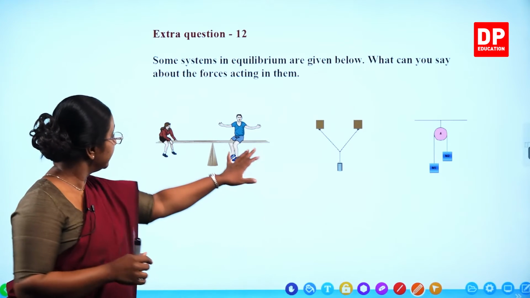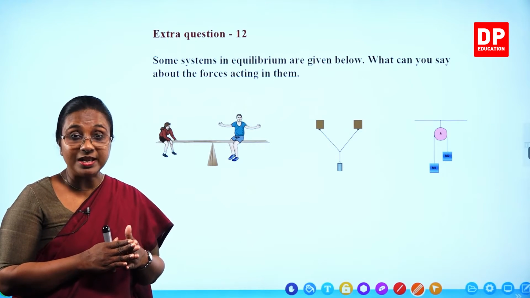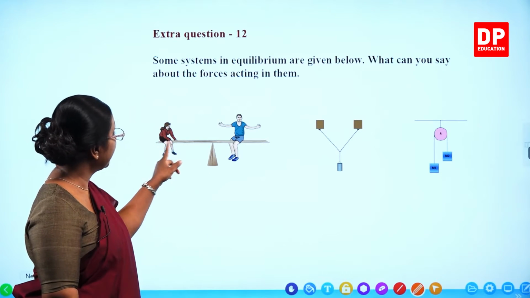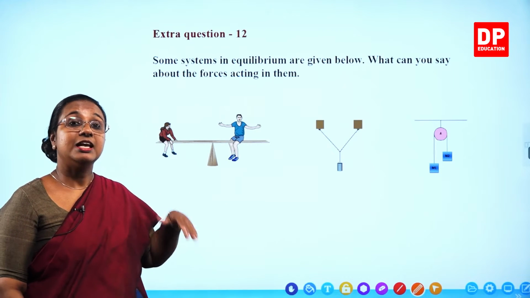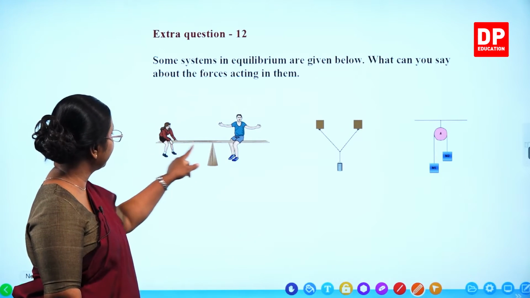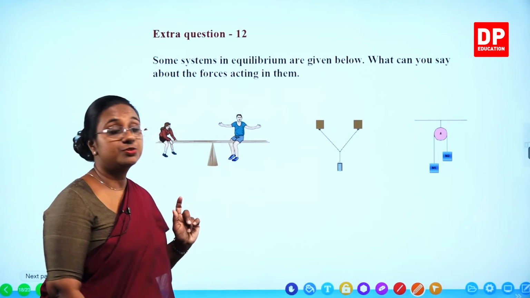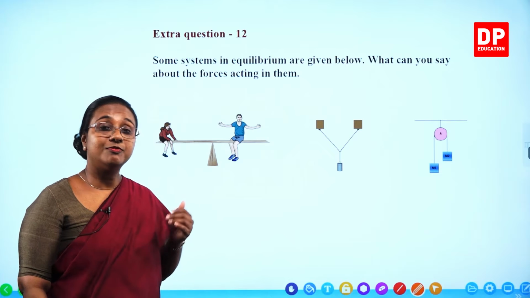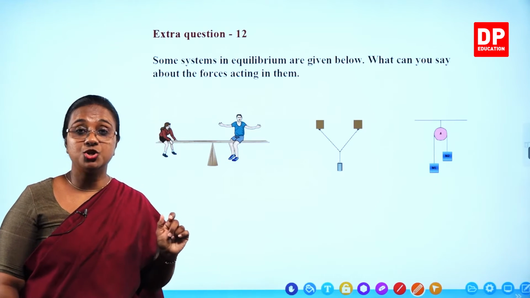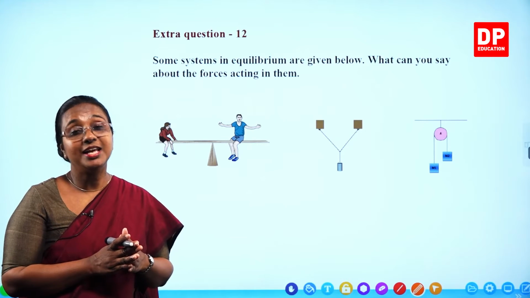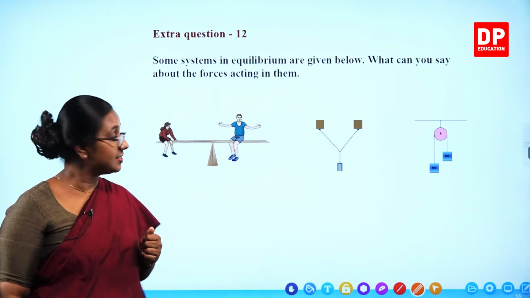When we consider the equilibrium of this system, it has to be the moment of forces. So moment is going to be the force into perpendicular distance. If the force is less, we need to have a longer perpendicular distance. If the weight of this boy is higher, that is the force is greater, then the perpendicular distance has to be short in order to maintain equilibrium. I am sure you all can remember that from the previous lesson.